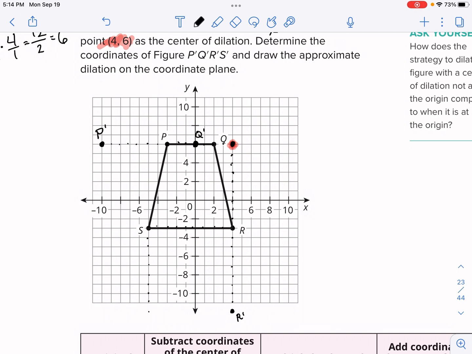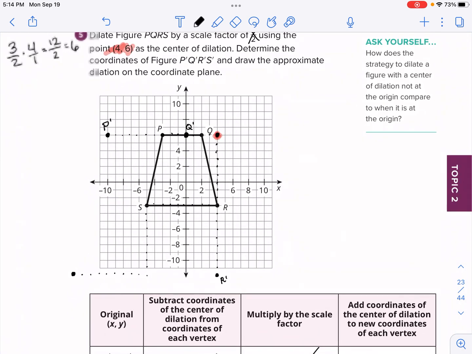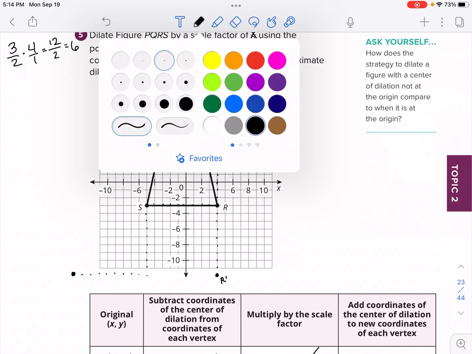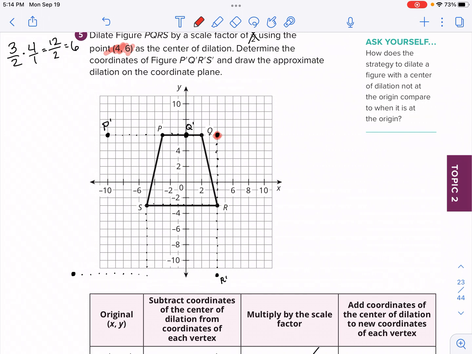Let's go 9 to the left. 1, 2, 3, 4, 5, 6, 7, 8, 9. Or we'll have to approximate that. But we're going to connect all these points and then write the coordinates in the table. I'll put this in red so we can just kind of see the differences between the different colors.